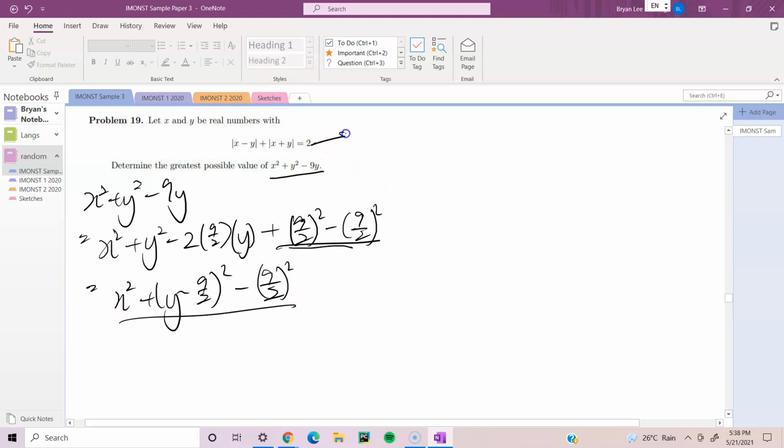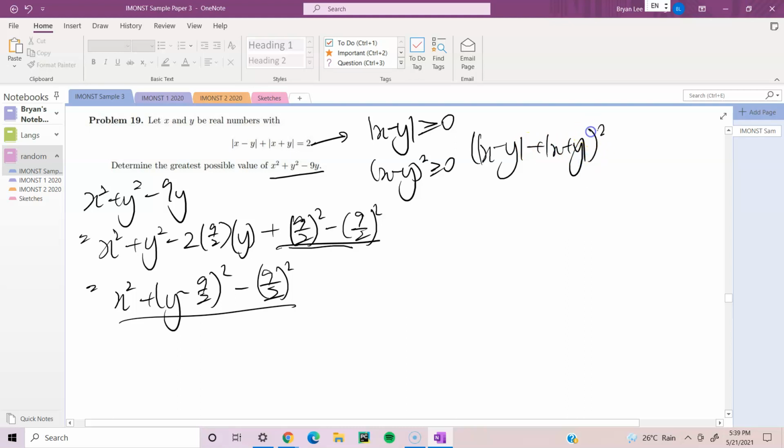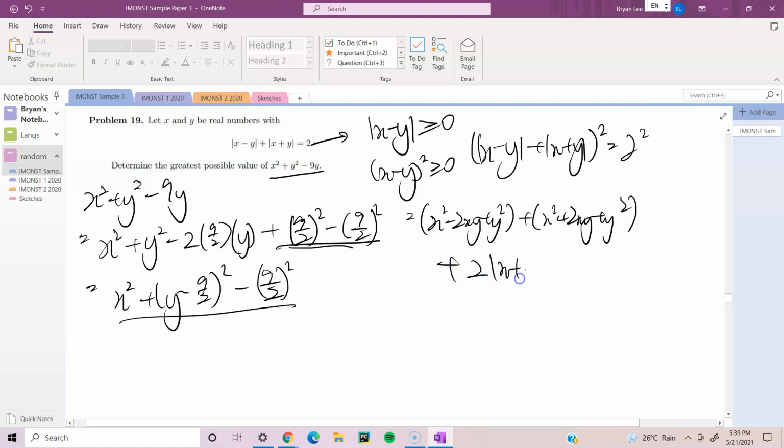Okay, and then if we want to find the graph of this, we need to know one thing first, that is the absolute value of x minus y is larger than or equal to 0. So we also know that it can be squared. So squaring both sides, we would have the square of absolute x minus y plus absolute x plus y, this whole thing squared equals 2 squared. We would have x squared minus 2xy plus y squared plus x squared plus 2xy plus y squared. Then we have a plus 2 times absolute x plus y times absolute x minus y equals 4.